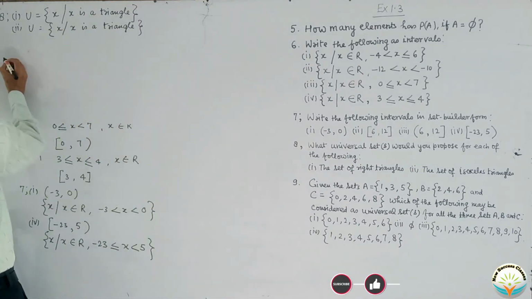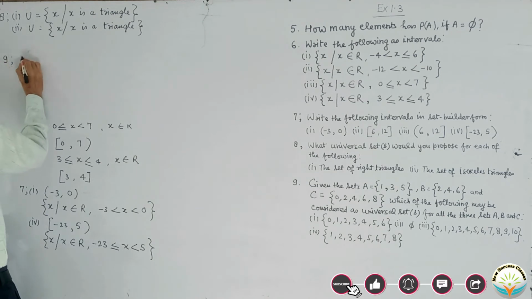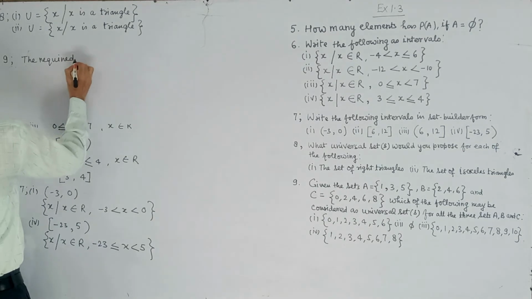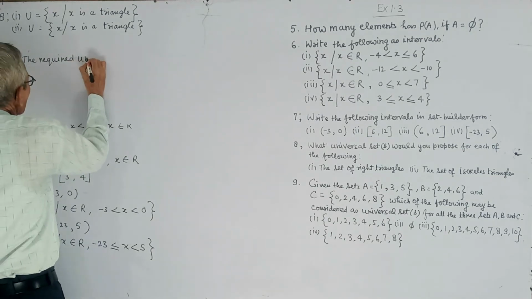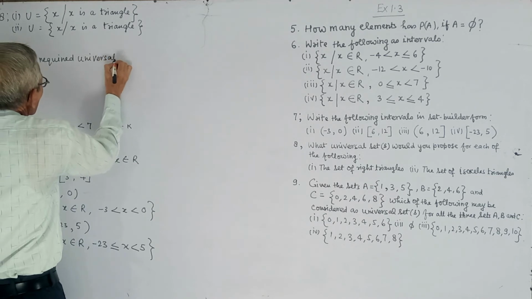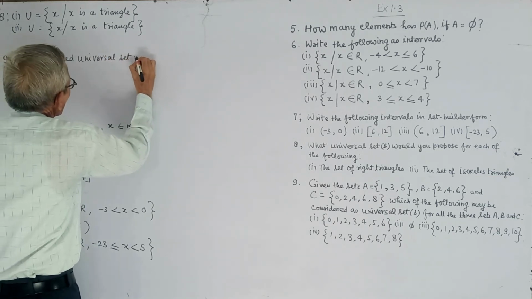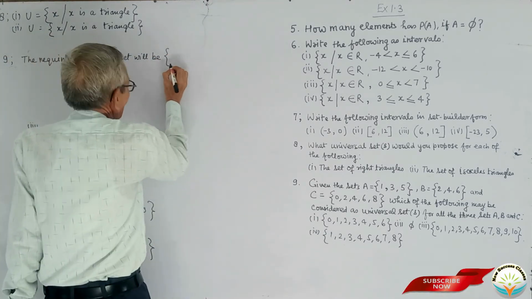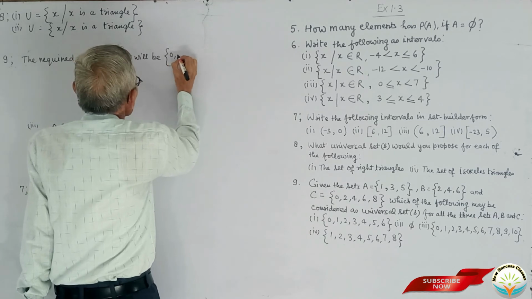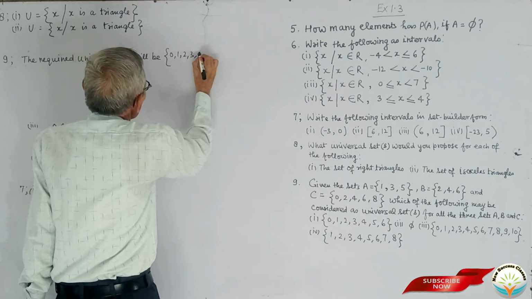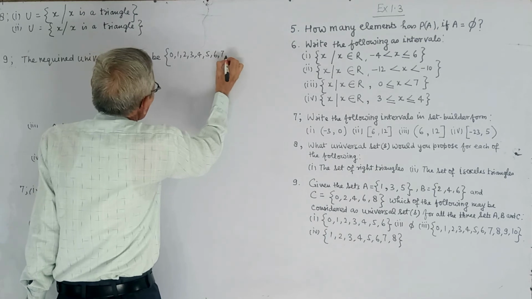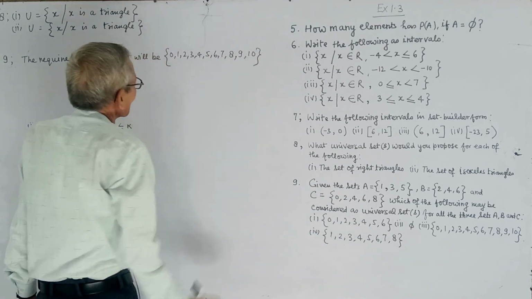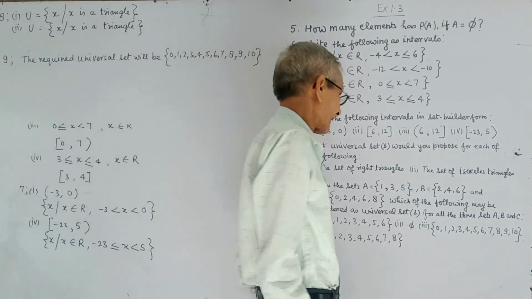So the third one can be taken as the universal set. The required universal set will be 0, 1, 2, 3, 4, 5, 6, 7, 8, 9, 10. This will be the required universal set.